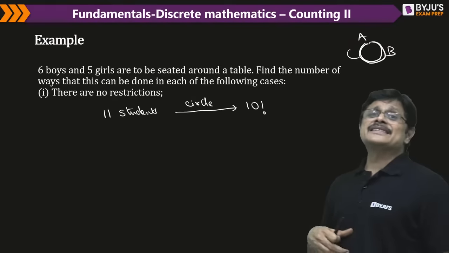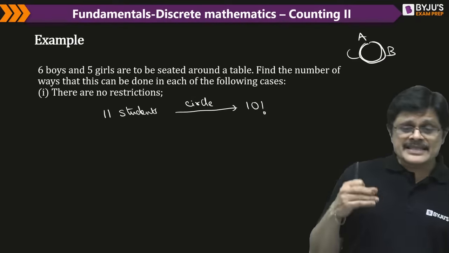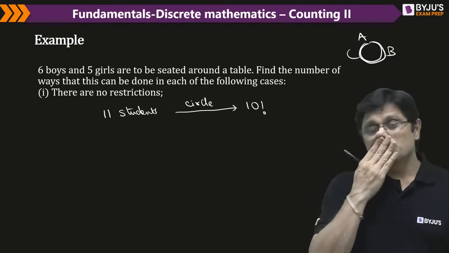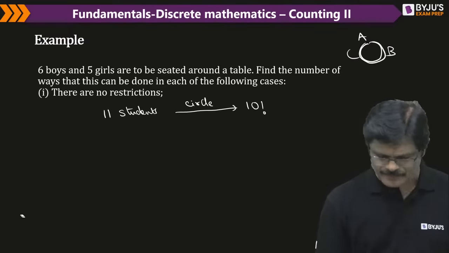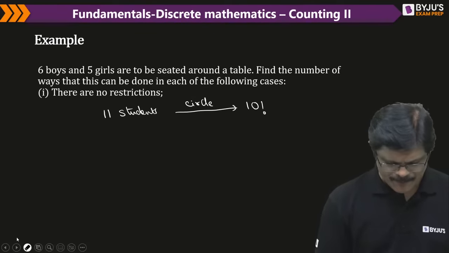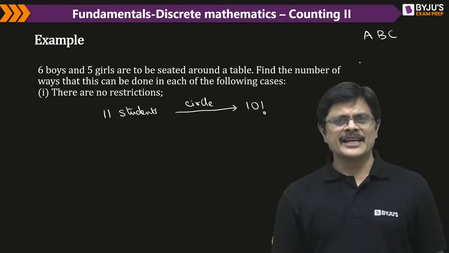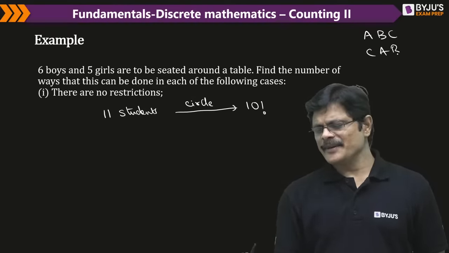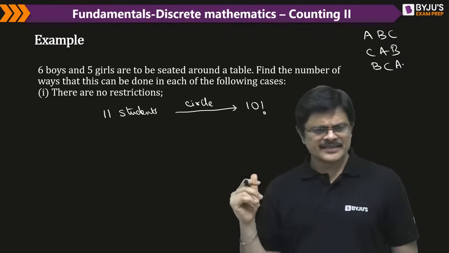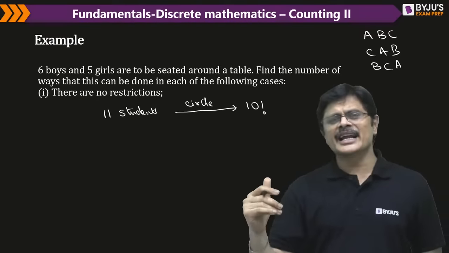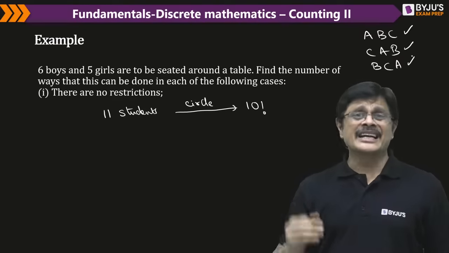It is a cyclic permutation. In cyclic permutation, I'll take a simple example for you. When you have 3 objects, ABC, CAB, and BCA, these are linearly different. These 3 are linear permutations, and in a line they are different.